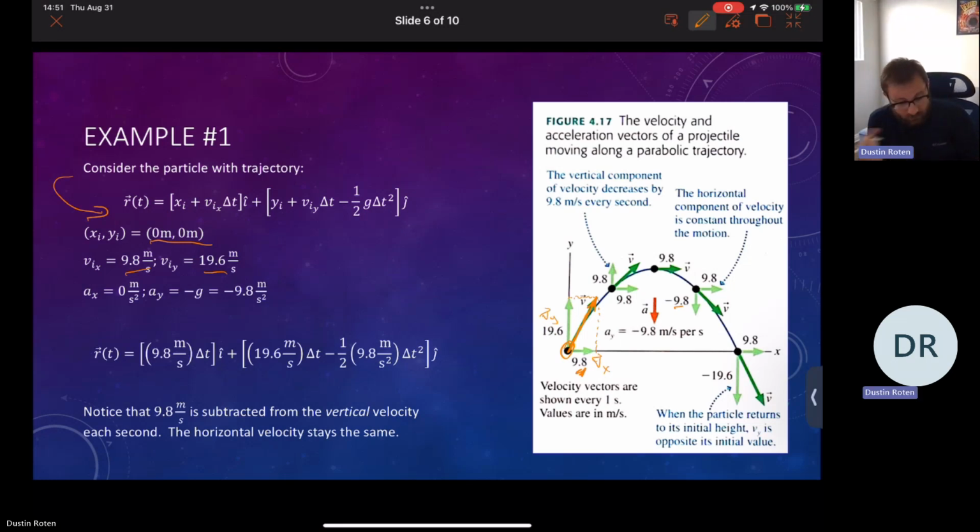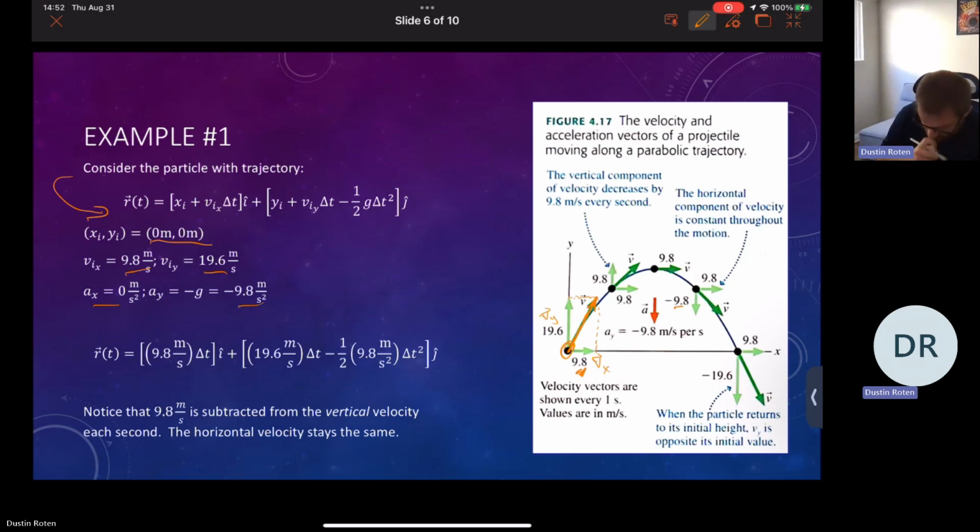Going on, we already know some stuff about acceleration since this is a projectile motion problem. We know in the horizontal there is no acceleration, there's no influence, because it's in the vertical that we have gravity. So acceleration in the x is 0, but acceleration in the y is negative 9.8 meters per second squared, down as usual. Now we can take all this that we know and plug it into our parametric equation.